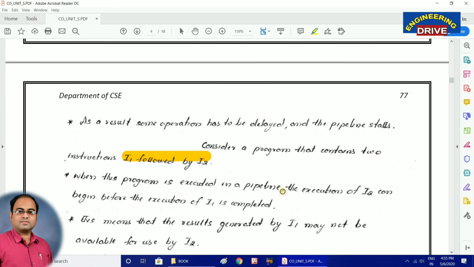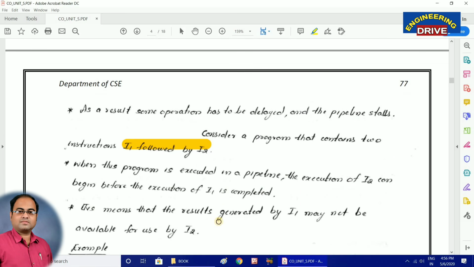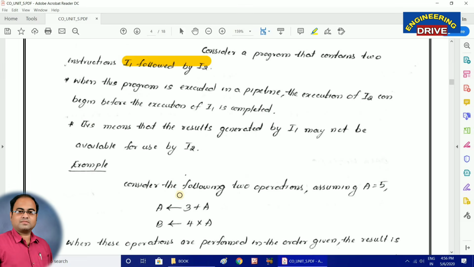When the program is executed in a pipeline, the execution of I2 can begin before the execution of I1 is completed. The actual procedure of pipeline is that it will start the execution of I2 before I1 is going to complete. Yes or no? Which means I2 is dependent on the instruction I1. Okay. Now we will see with one example.